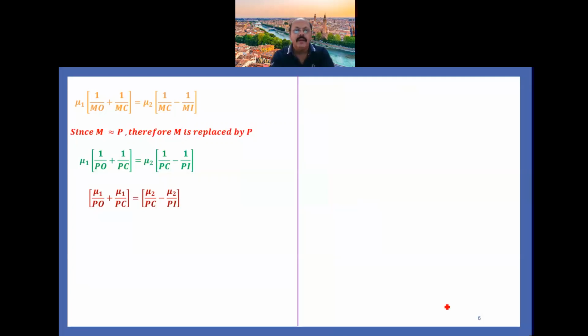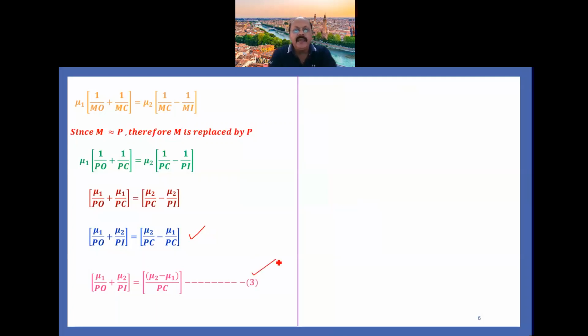Now transfer mu2 upon PI from the right hand side to the left hand side, and mu1 upon PC from the left to the right side. Then you will get mu1 upon PO plus mu2 upon PI equals mu2 upon PC minus mu1 upon PC. Then rearrange and simplify it. Since PC is common, mu1 upon PO plus mu2 upon PI equals mu2 minus mu1 upon PC. Mark this equation number 3.